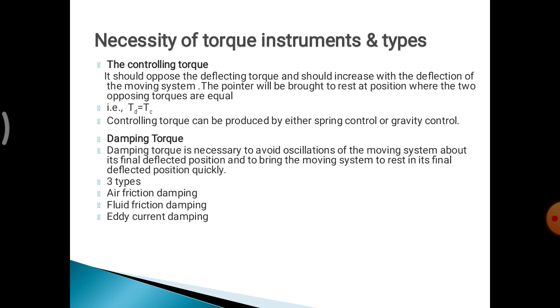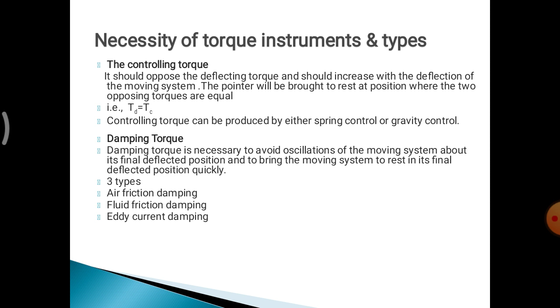Next is controlling torque. It should oppose the deflecting torque and it should increase with the deflection of the pointer of the moving system. And the pointer will come to the rest position when both the torques, deflecting and controlling torque, are equal. What happens if the controlling torque is not there? If the controlling torque is not there, your pointer will be continually moving on the scale and it will go to the infinite position. That is your last position and it will not again come back.